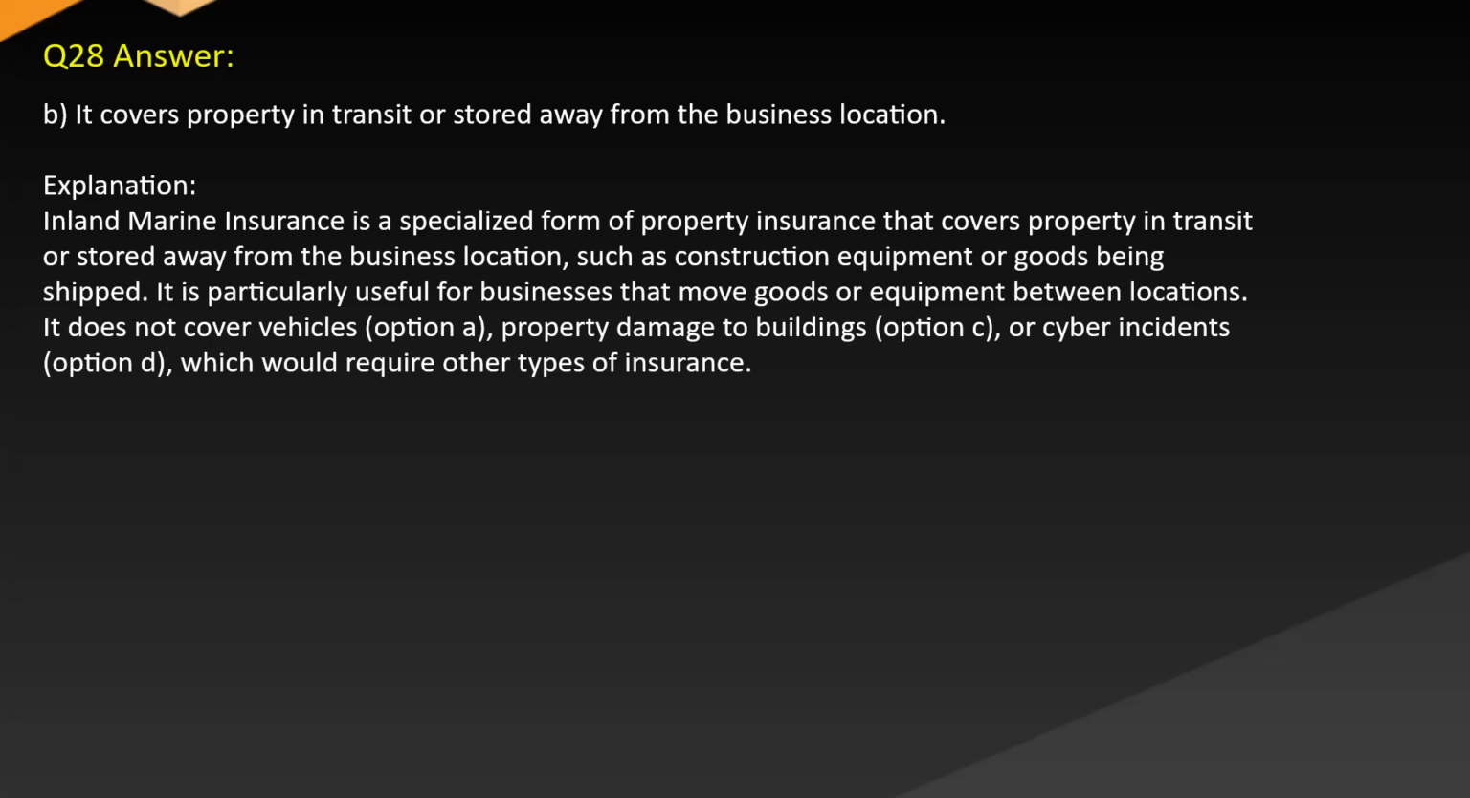Answer: B. It covers property in transit or stored away from the business location. Explanation: inland marine insurance is a specialized form of property insurance that covers property in transit or stored away from the business location, such as construction equipment or goods being shipped. It is particularly useful for businesses that move goods or equipment between locations. It does not cover vehicles, Option A, property damage to buildings, Option C, or cyber incidents, Option D, which would require other types of insurance.